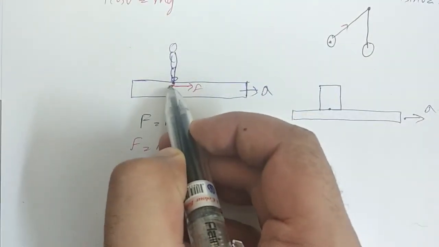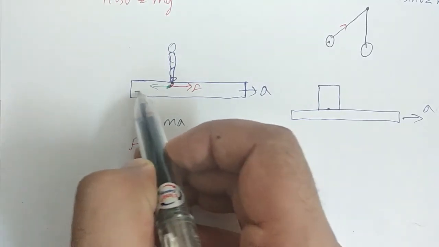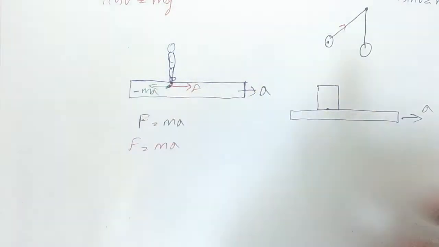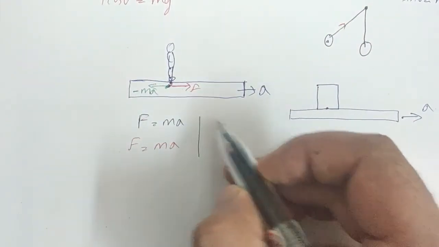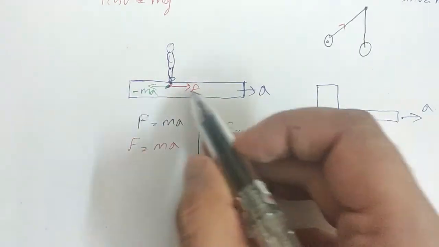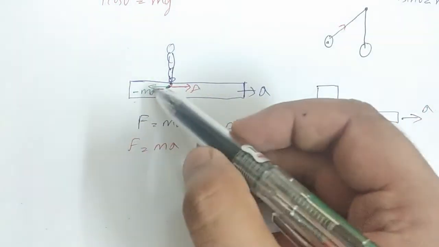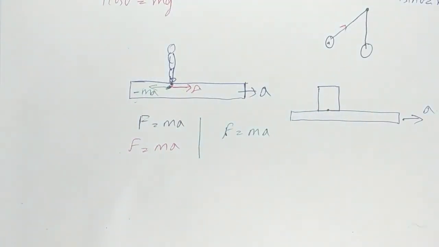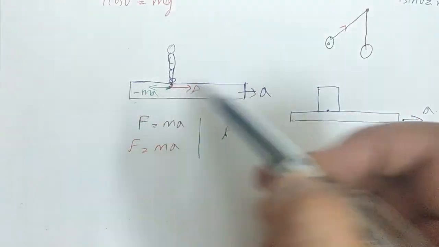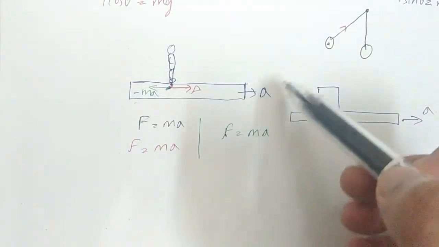A pseudo force that is equal to mass into acceleration. This is the pseudo force which is balancing this frictional force. And in this case also, you can see that F equal to ma would be the situation. This frictional force is balancing this pseudo force, such that this person is now stationary with respect to the surface and moving along with this surface with an acceleration of a.